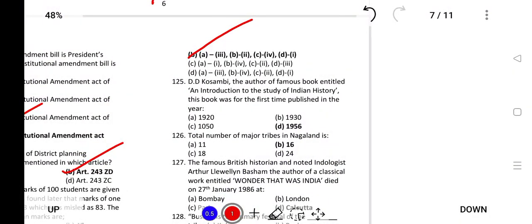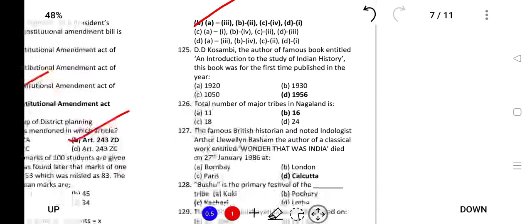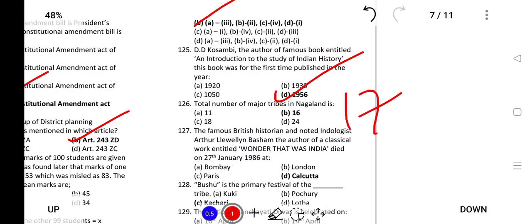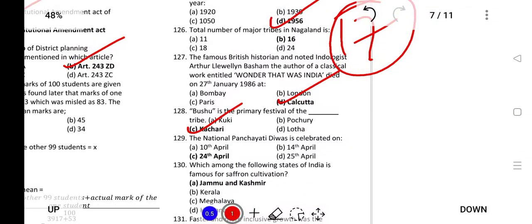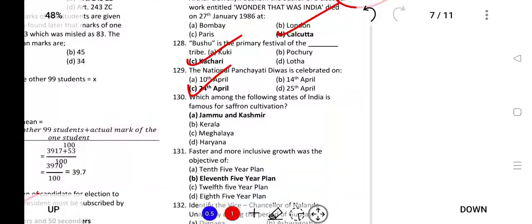D. D. Kosambi is the author of the famous book An Introduction to the Study of Indian History, published in 1956. The famous British historian and noted Indologist, author of The Wonder That Was India, was in Calcutta. Bushu, the Kachari festival, is on the 24th of April.